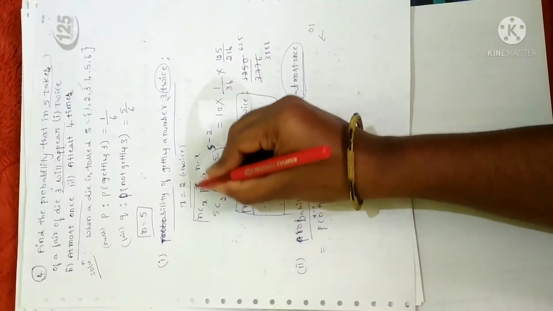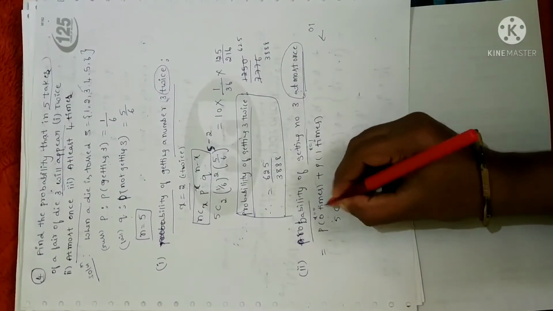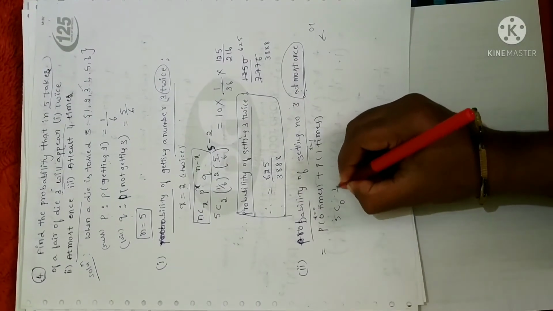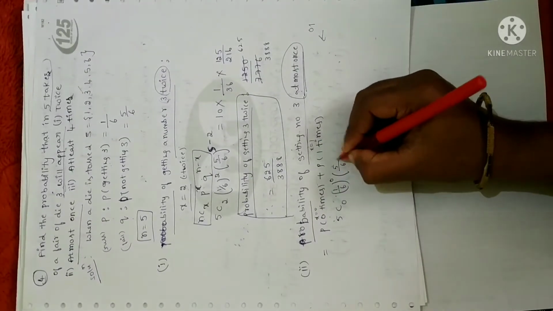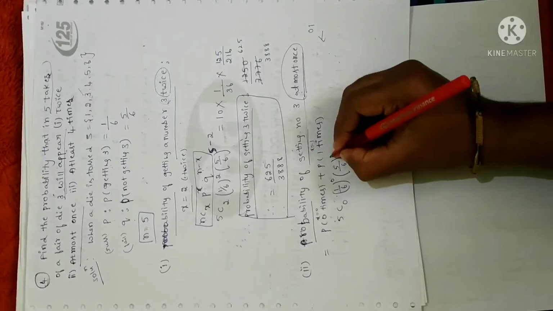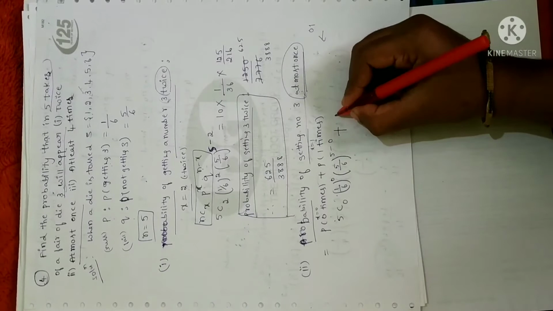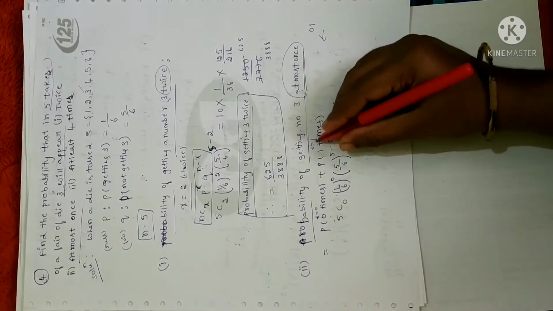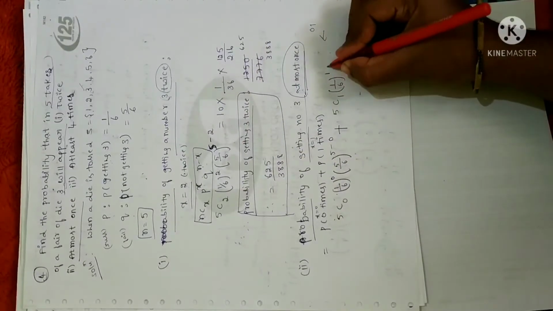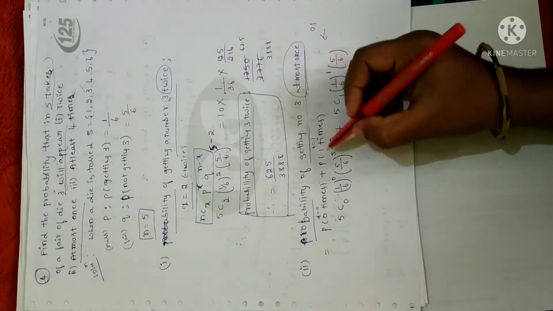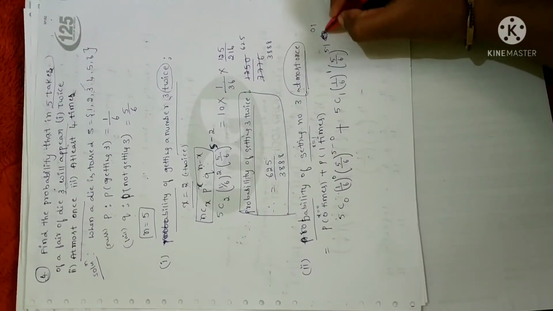Now replace in the formula. Formula it is enough to write only 1 time. So n is 5, C x is 0, P is 1 by 6, power of x is 0, Q is 5 by 6, power n minus x is 5 minus 0. This is for first term. Plus for the second term, n is 5, C x is 1, 1 by 6 power of x, x is none other than 1, into 5 by 6 power of n is 5 minus 1. So this is what I have.